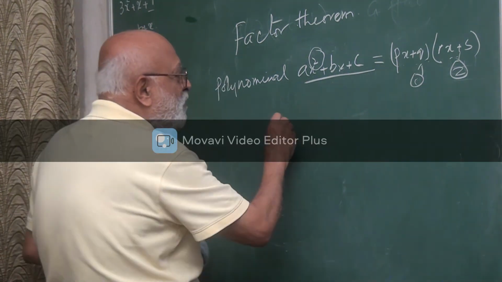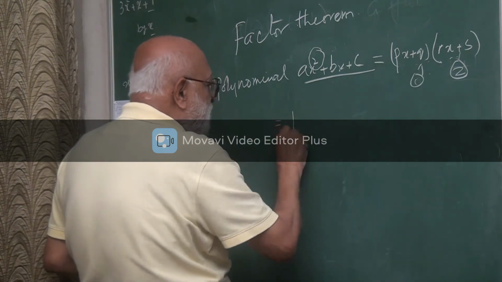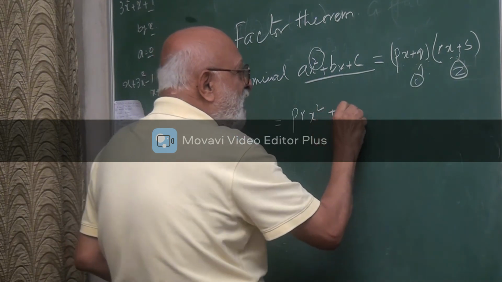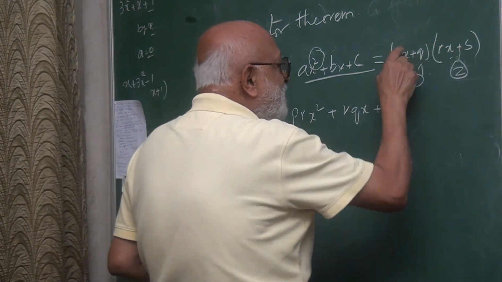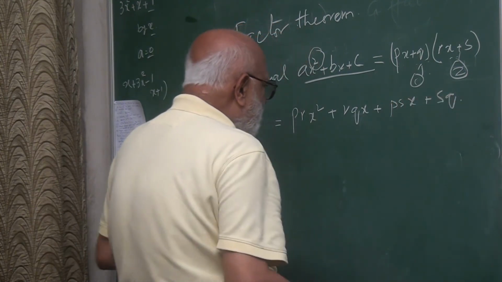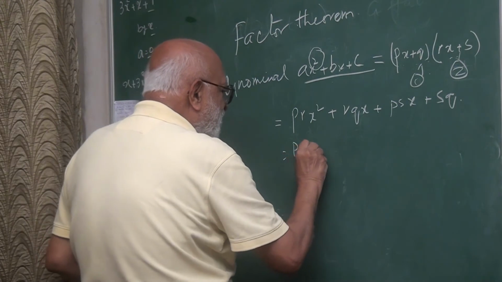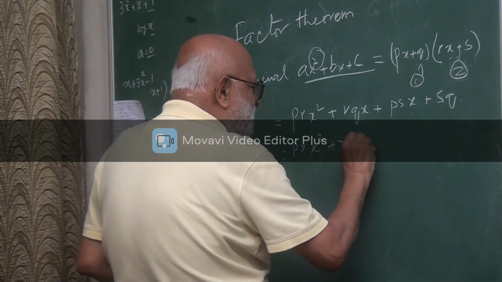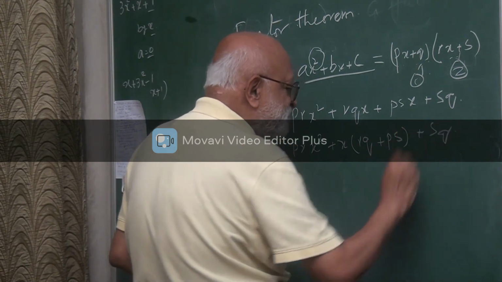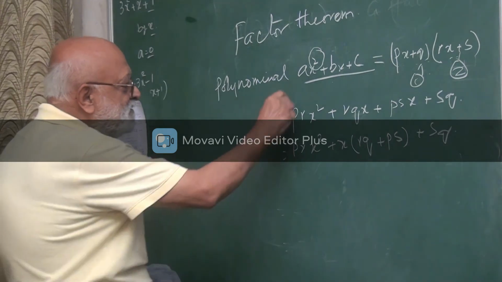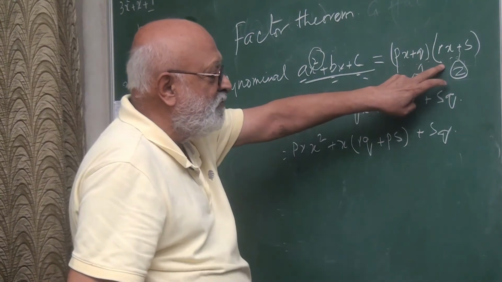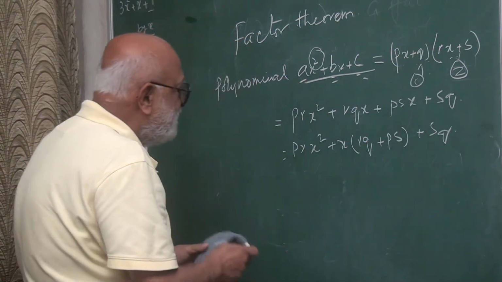So multiply this, first multiply with the first one. It will be pr into x square, plus rq into x, then multiply with s: ps into x plus sq. Okay, add them up: pr x square plus x times (rq plus ps) plus sq. Okay, now let us compare. Always you can compare if two things are equal. They are equal because I have taken them equal. They cannot be unequal. So what will come from this?